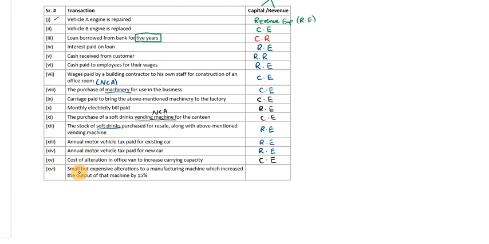And the 16th one is a small but expensive alteration to a manufacturing machine which increases the output of that machine by 15%. So this alteration increases the efficiency of the machine by 15%. So this expenditure will be treated as capital expenditure. Any problem, students, at this level? No, sir. Okay. Next, move further.